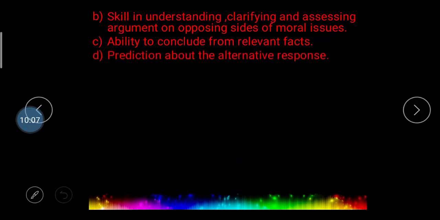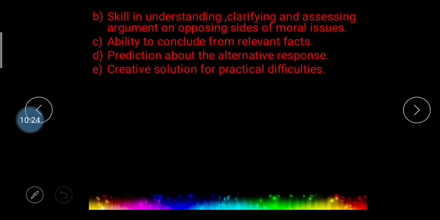Then after, predictions about the alternative response. If you select this alternative, or if you select a different alternative, then what type of future effects are considered? You should predict about it. Then after, creative solutions for the practical difficulties. If you face any difficulties in your profession regarding production, at that time you try to develop a new creative solution.